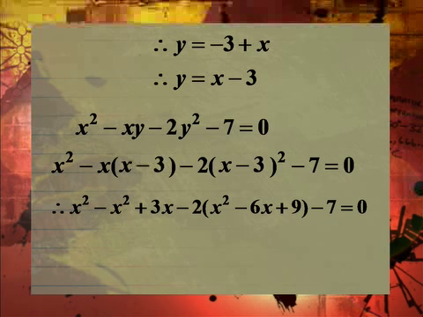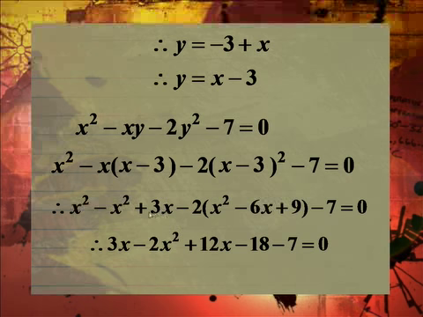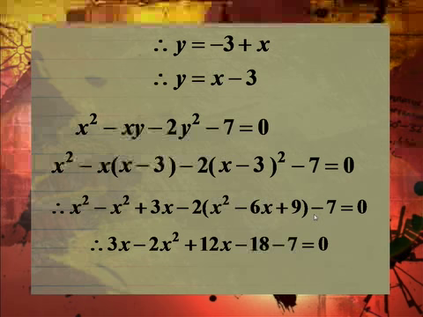Okay. Now, what do we do? These guys conveniently disappear. We can cancel them. And then we've got the 3x. Now, watch this. Negative 2 times x squared is negative 2x squared. Negative 2 times the negative 6 gives you positive 12x. Work very carefully. And negative 2 times 9 is negative 18, with the minus 7. So all we've got to do now is tidy up.